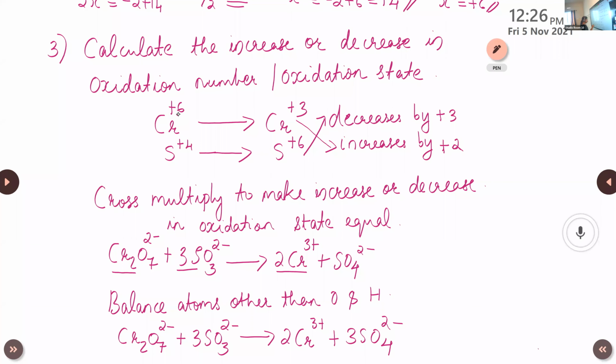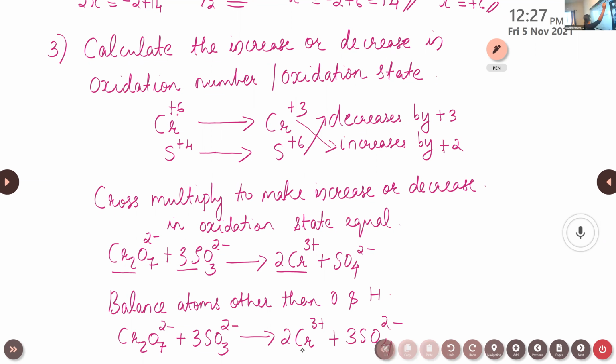Okay. Then the next step, balance the atoms other than oxygen and hydrogen. No need to balance oxygen and hydrogen, but we need to balance the atoms other than oxygen and hydrogen. So chromium and sulfur are the two atoms present in this chemical equation other than oxygen and hydrogen. In the case of chromium, it is already balanced. So we need to balance sulfur. So we will multiply 3 with SO4 2- on the product side. This is clear now? Sarah? Yes, ma'am. Okay.